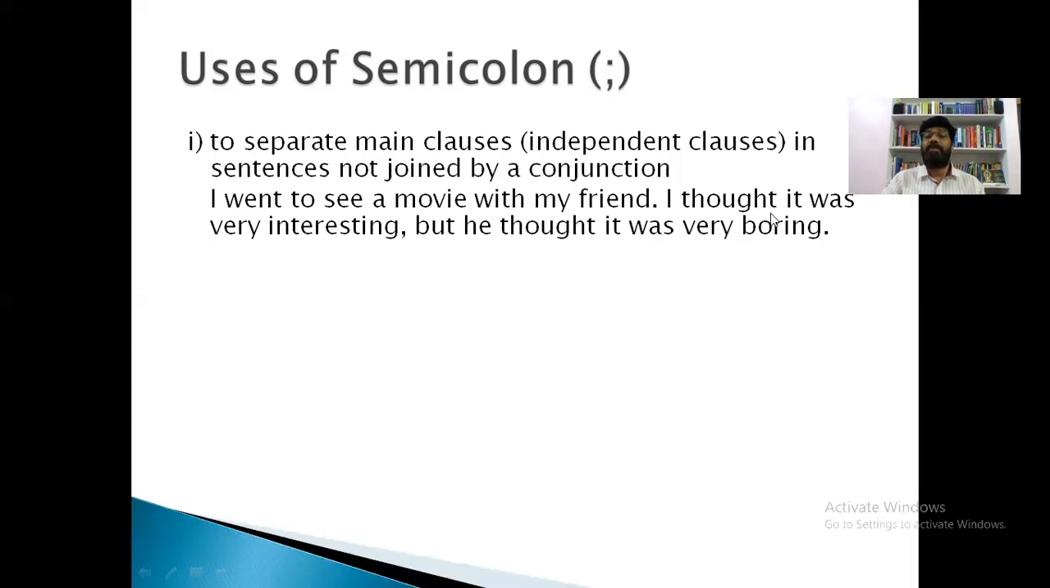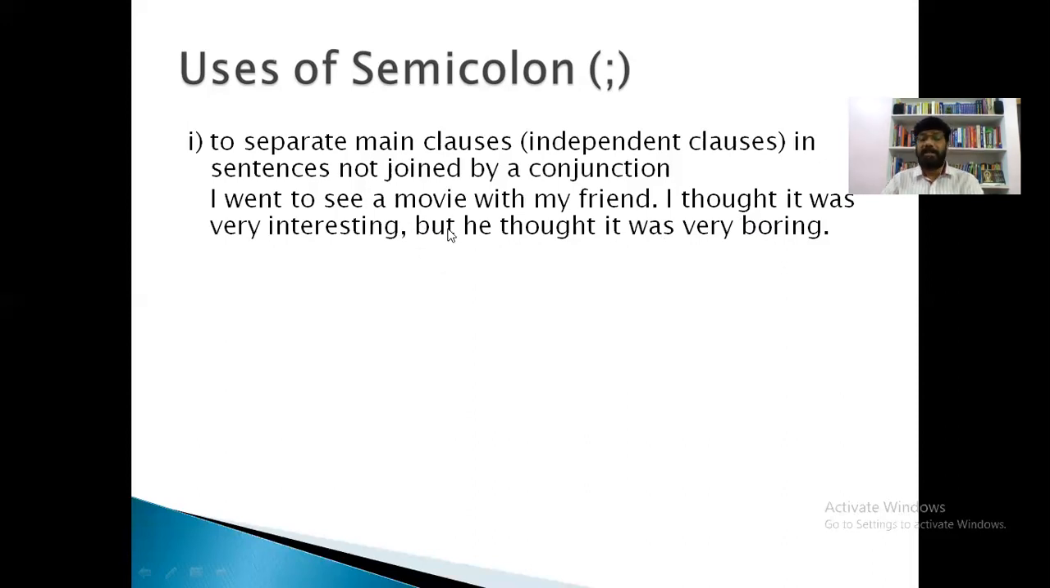So here are two independent clauses. I thought it was very interesting. It was one independent clause. Okay, he thought it was very boring. It is also another independent clause. So here are two independent clauses. These two independent clauses are joined with one coordinating conjunction.